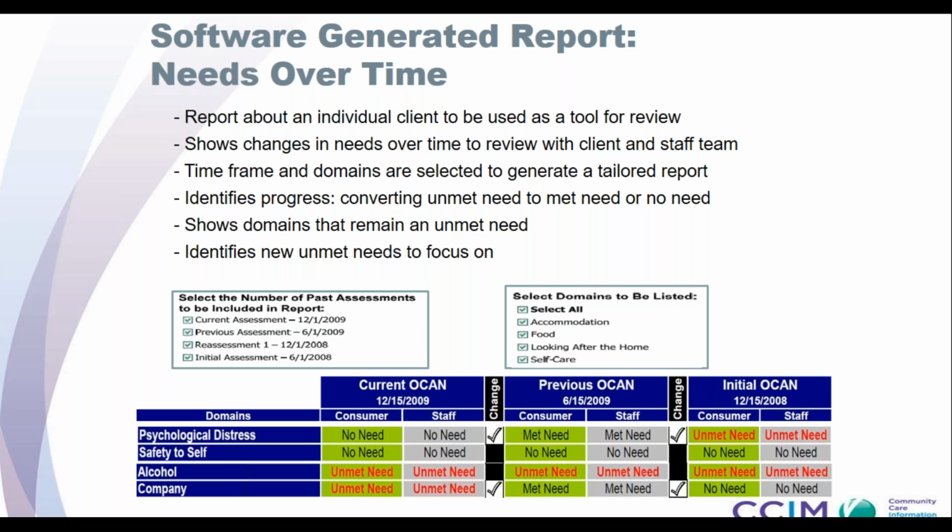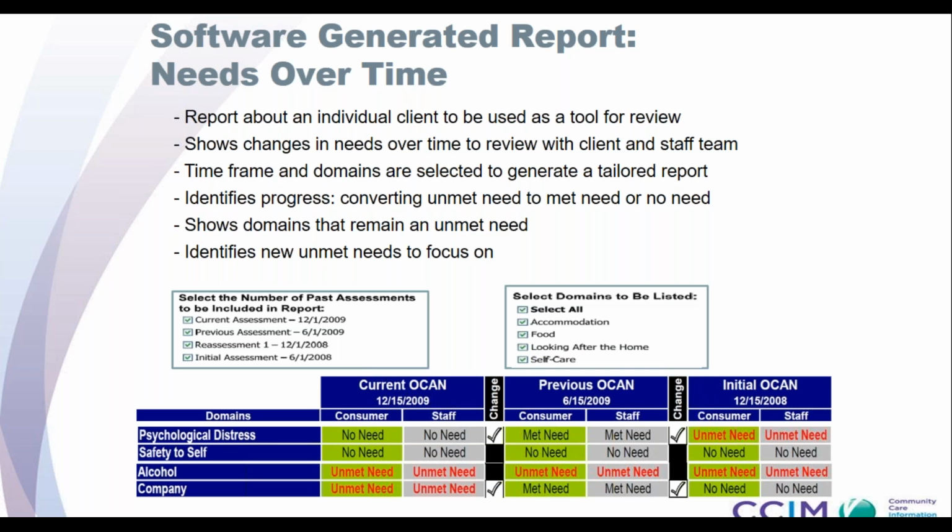On the right-hand side is the earliest OCAN, and then moving toward the left are the subsequent OCANs that are done. If you look at psychological distress, it shows on the right-hand side, when the first assessment was done, that it was identified both by consumer and staff as a problem area and unmet need. Then as you move to the next one, going to the left, it converted to a met need. So that area in the person's life was managed, and they were getting help for it. And then it moved to a no need in the last OCAN, where they are doing well and they no longer need the help. So that really shows clear progress over time, and research shows that helping consumers convert an unmet need to either a met need or no need leads to positive outcomes.